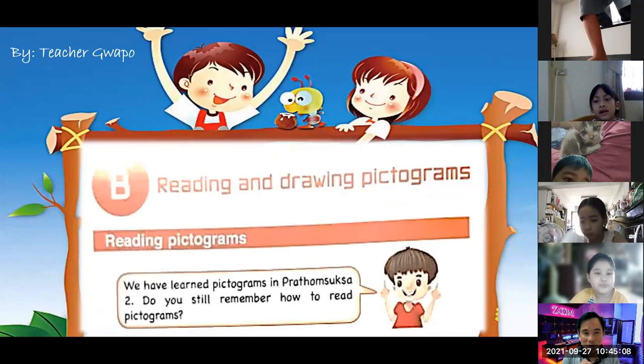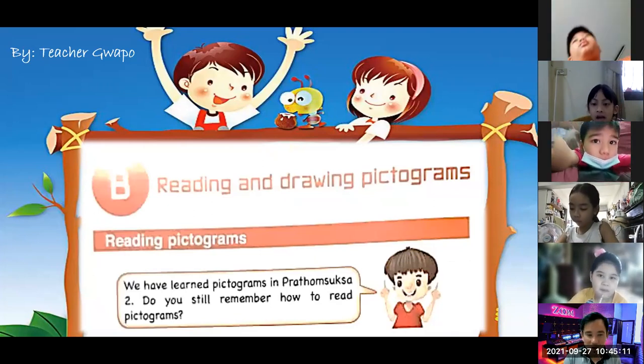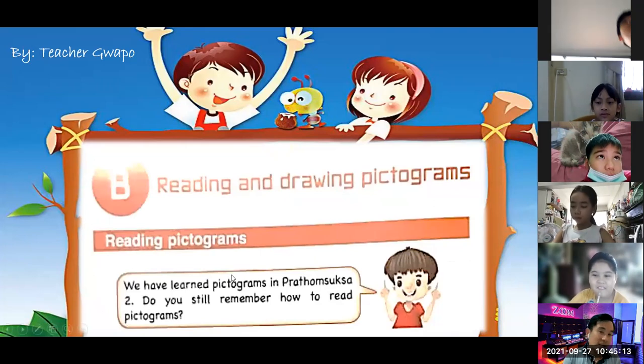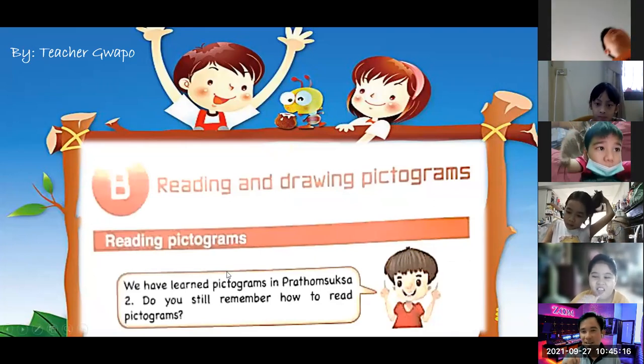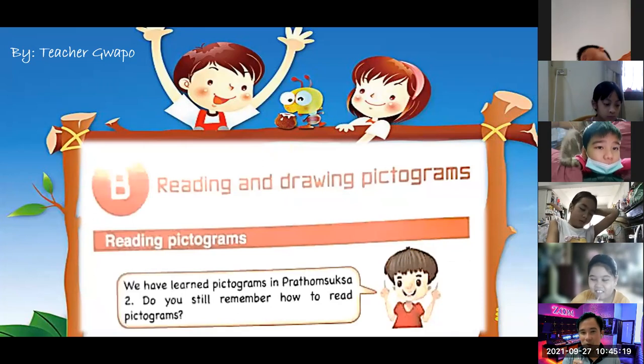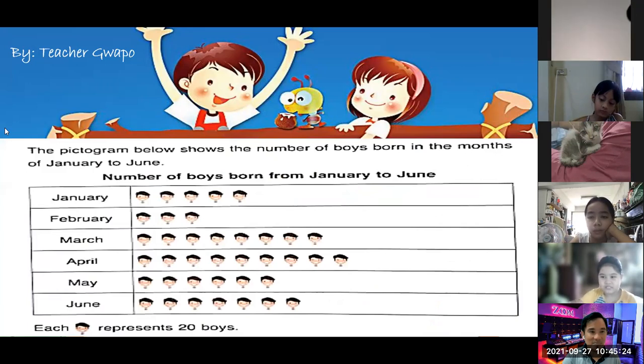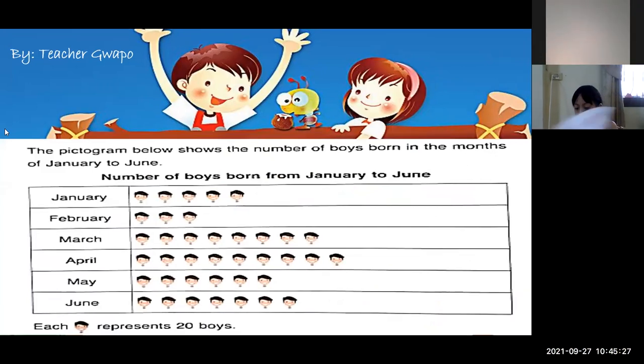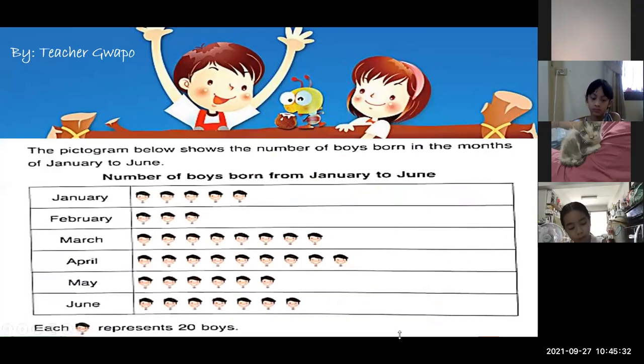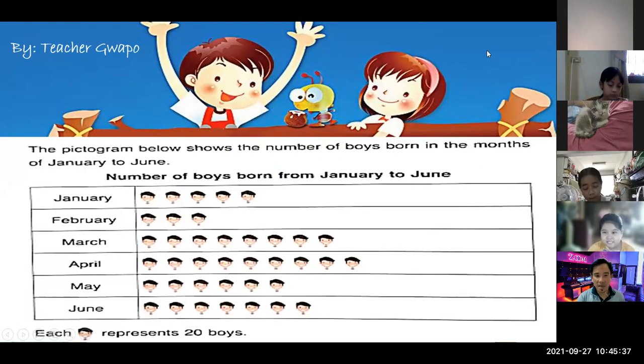So you will draw and then you will read the pictograms. You have learned this already when you were in grade 2. Like one apple is equals to 5 apples, something like that. Now here you can see that one picture of a boy represents 20 boys. Each picture, can you see it here at the bottom? Each picture represents 20 boys.